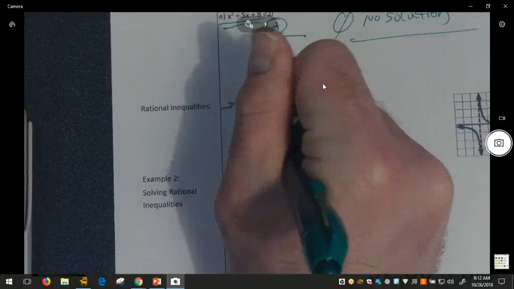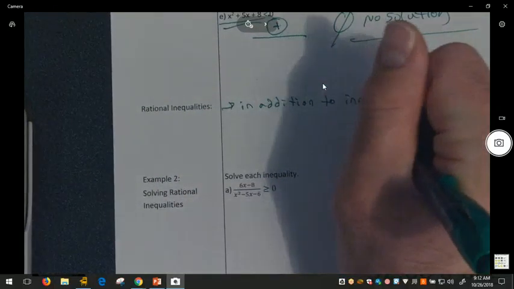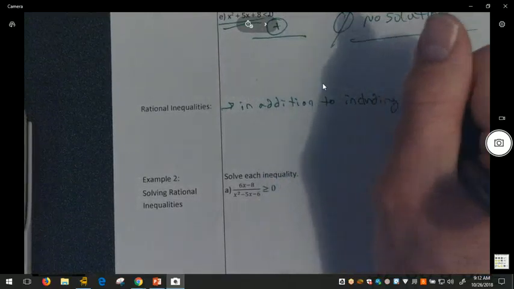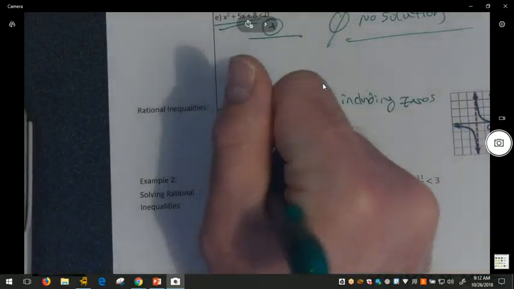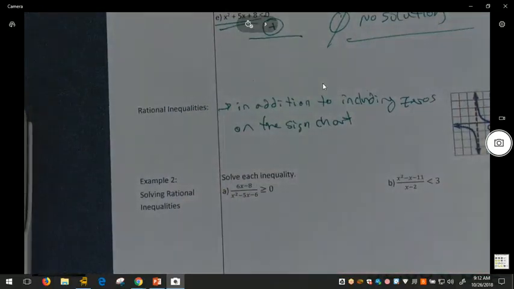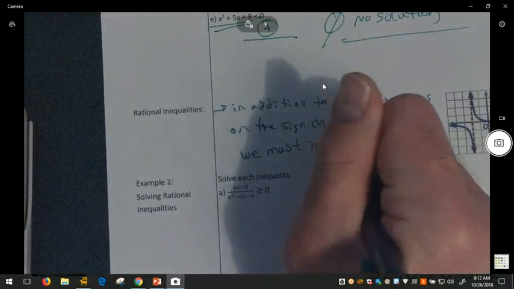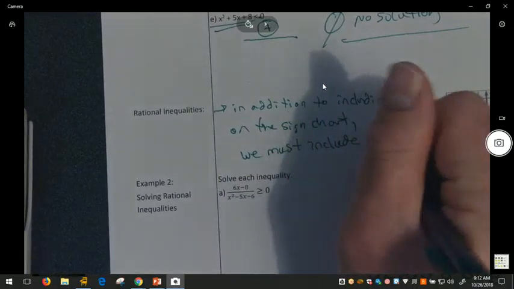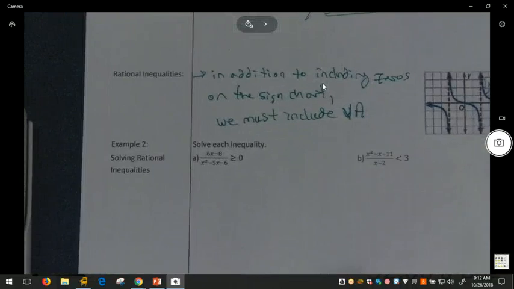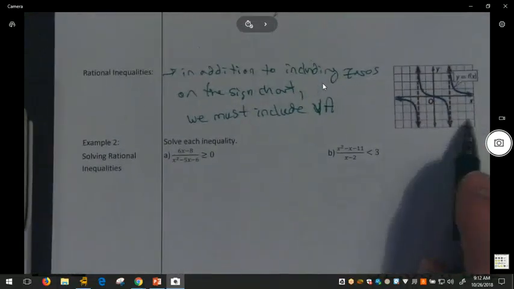polynomial inequalities. However, in addition to including zeros on the sign chart, because that's what we did for polynomial inequalities, we must include vertical asymptotes, because usually the sign changes on the opposite side of a vertical asymptote. We can see that right here.